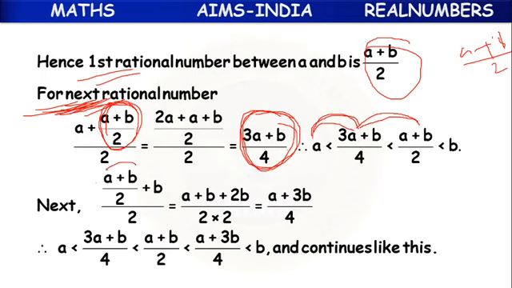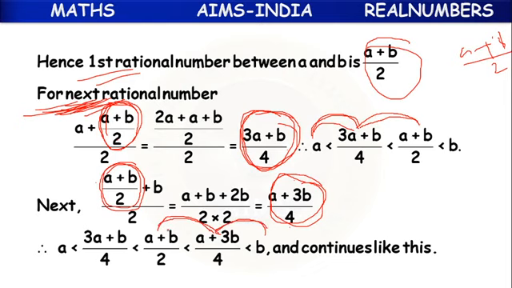Suppose in the place of a, we keep (a+b)/2. Then after simplification, we will get (a+3b)/4, which will be greater than (a+b)/2 and less than b.